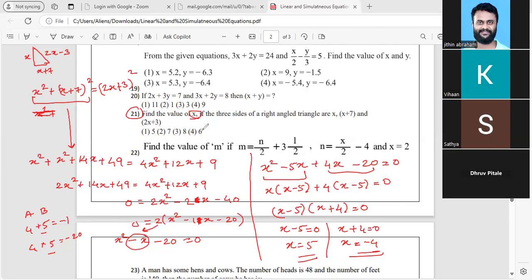Now, in this case, sir, 5. Yes, because length can't be negative. Exactly. I will consider 5 to be the correct answer because in this case, x is basically the length of the side of a right angle triangle. Now the length can never be negative. Hence, this number is straight away ignored. This is the only answer which I have. Hence, option 5 is your correct answer.